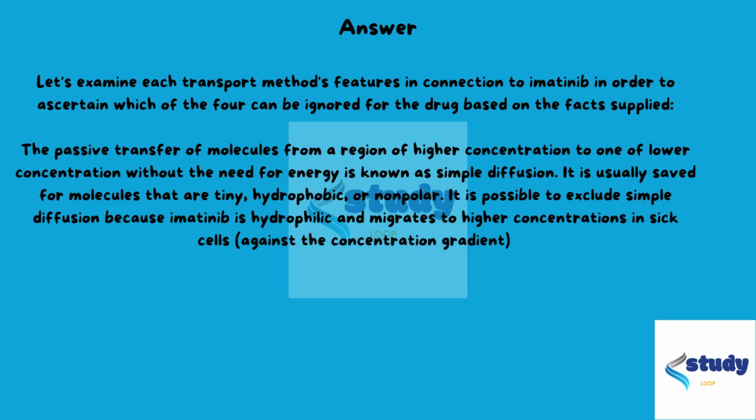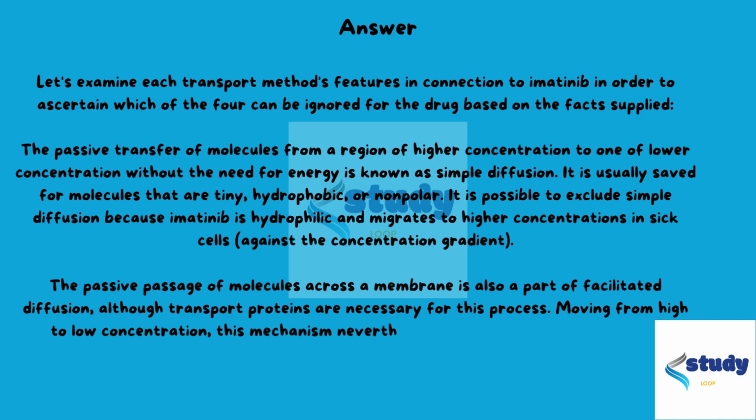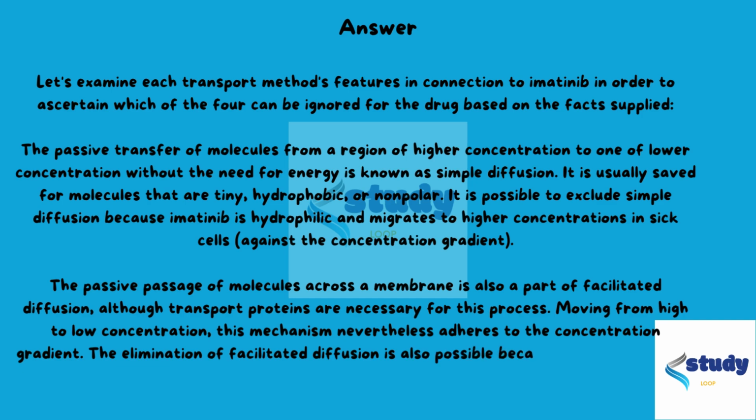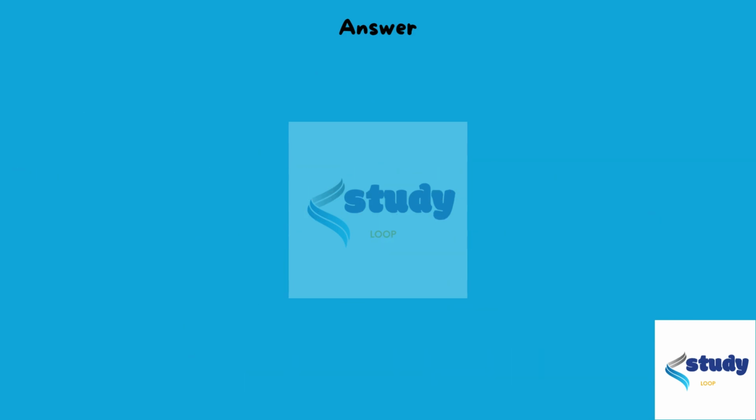the concentration gradient. The passive passage of molecules across a membrane is also a part of facilitated diffusion, although transport proteins are necessary for this process. Moving from high to low concentration, this mechanism nevertheless adheres to the concentration gradient. The elimination of facilitated diffusion is also possible because imatinib migrates to higher concentrations, against the concentration gradient.